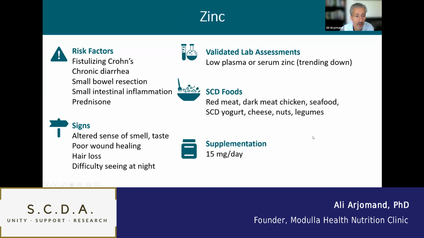Zinc is another very important nutrient that's commonly deficient in IBD. Causes some obvious signs that you can measure, as well as in a lab test. And here are some good sources. A lot of animal sources are very good. You may still need supplementation and for a period of time to be able to get your zinc stores back up.